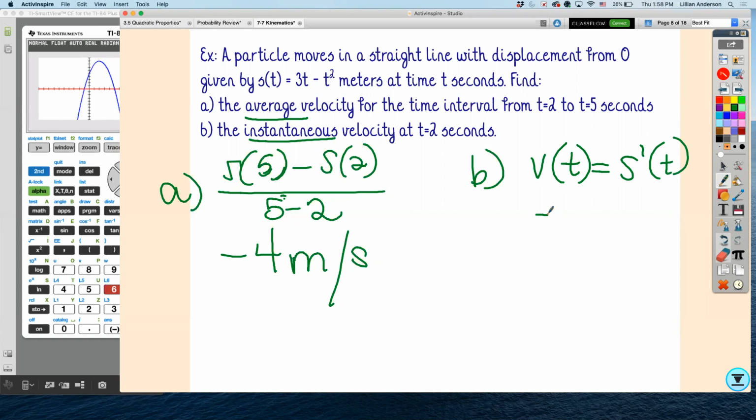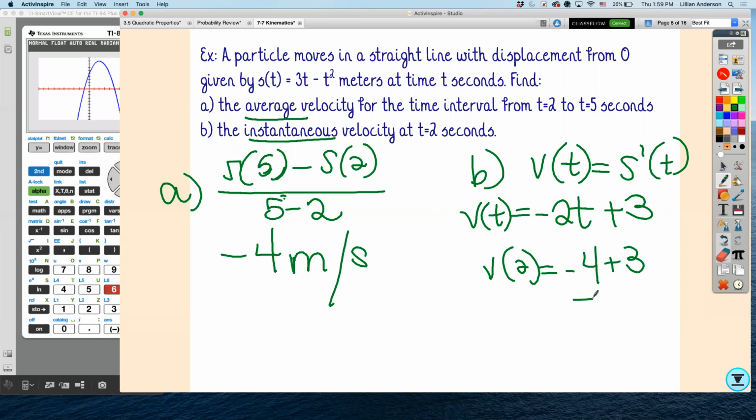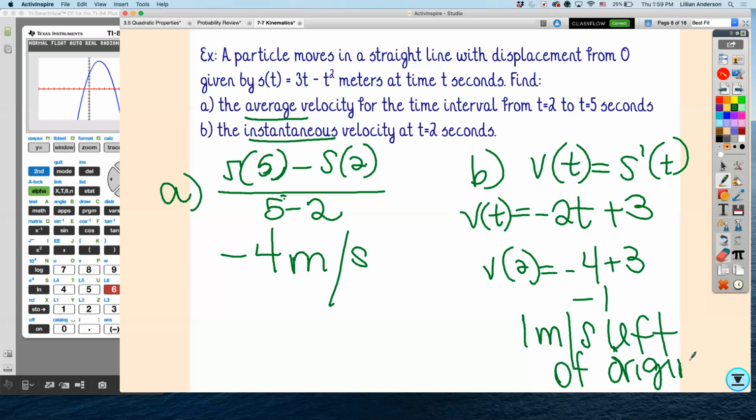Negative 4. Wait, hold on. Sorry, negative 2t plus 3. So then you would evaluate your velocity at that particular time, and that's how you get negative 1. Now, what does that represent? It represents 1 meter per second, but it's to the left of some fixed point. Okay. Very good.